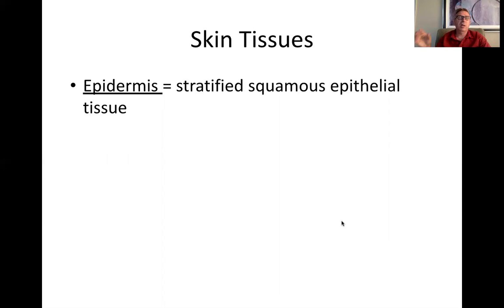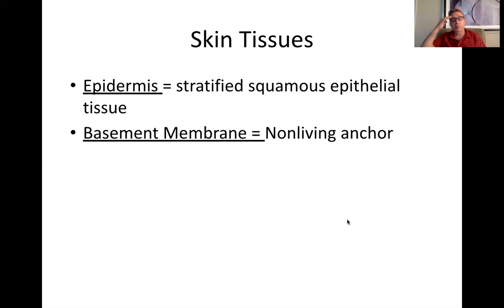One of the things that I try to help people with is that these terms sort of go with what they look like. So the stratified squamous, you can think of squamous as more of a squished, right? And it's sort of stratified, meaning that it's not columnar, right? It's sort of offset. And then we have the basement membrane, a non-living anchor.